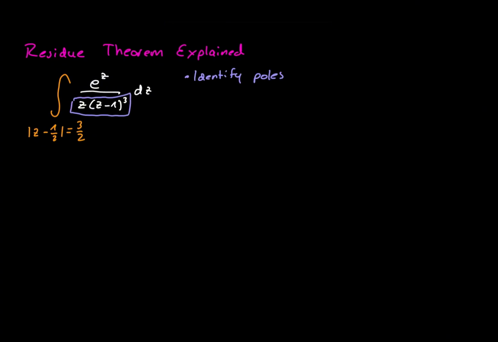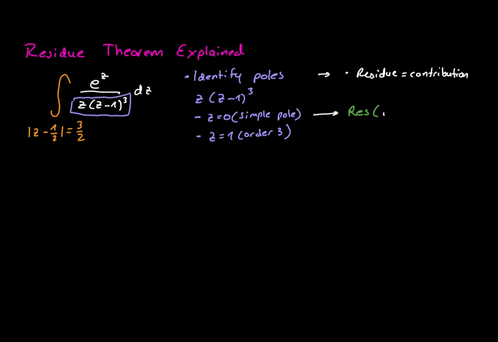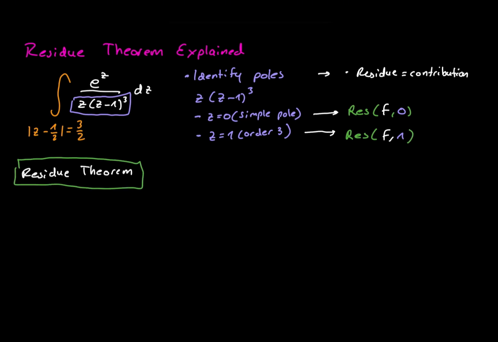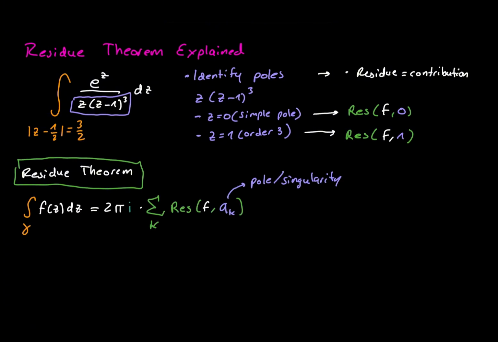First, we identify the poles. We have a simple pole at 0 and a pole of order 3 at 1. Now here is the key idea. Each pole contributes a number to the integral. These numbers are called residues, and the residue theorem says that the integral is equal to 2 pi i times the sum of all residues inside the curve.